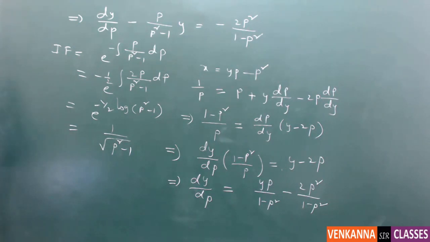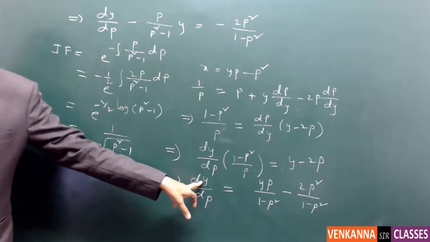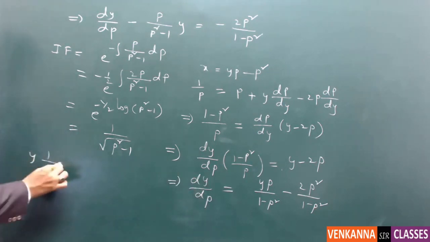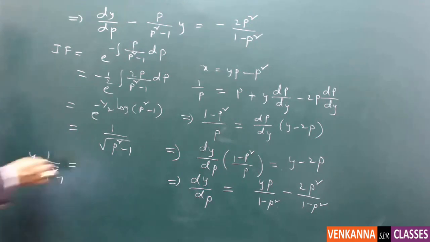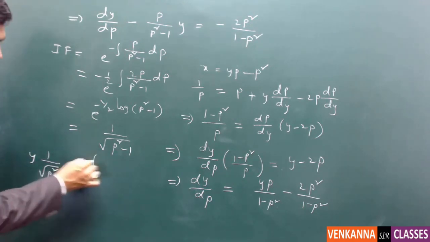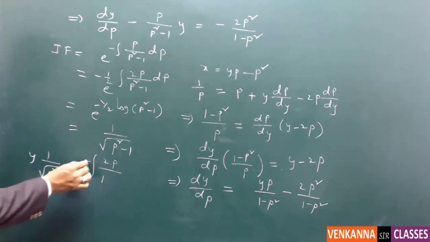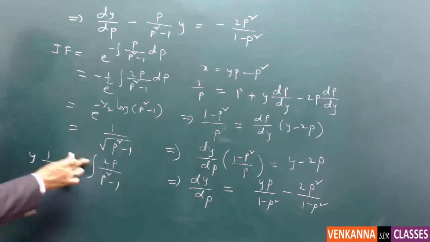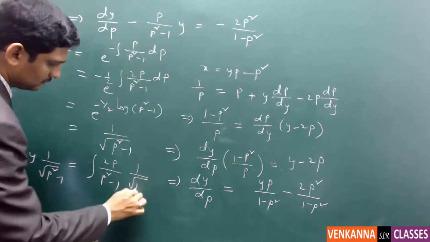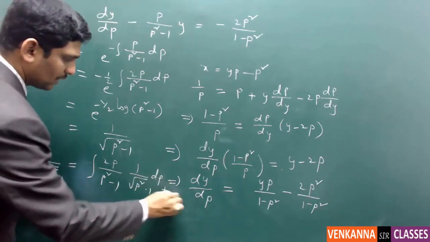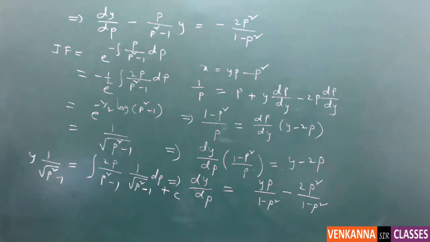Accepted? All of you? Please check and tell. Right. Now we are going to calculate the general solution. Here the dependent variable is y. So y into 1 by root p square minus 1 is equal to integral of q, that is minus 2p by 1 minus p square, nothing but 2p by p square minus 1, plus integration constant c.